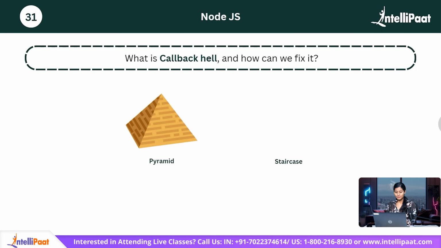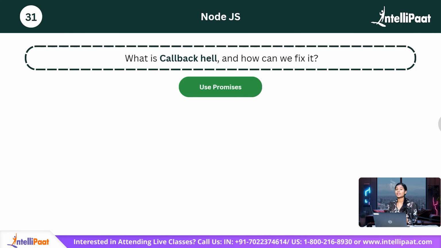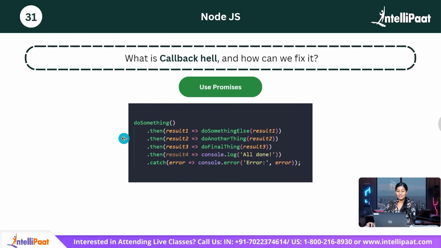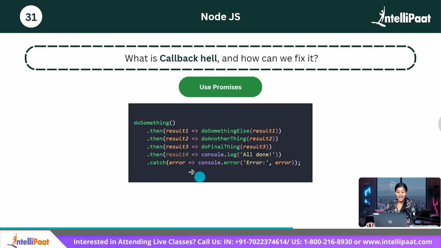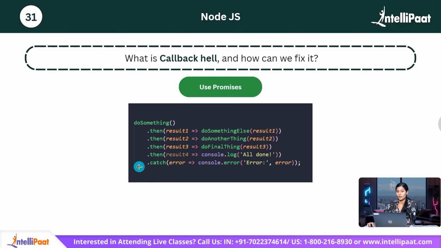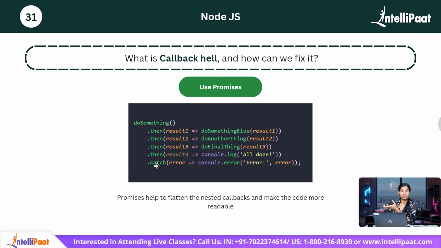Now, to fix this, you have a number of methods. You can start by using promises. Instead of using a lot of functions, you can put then and catch. That way the error handling also becomes a lot easier, because there's just one error handling catch line. Everything else is, if this particular line happens, then you can do this. If it doesn't work, it will directly go to the catch statement, which keeps your code much more clean and organized. Promises help to flatten the nested callbacks and make the code more readable.